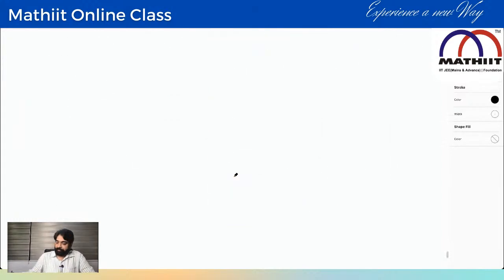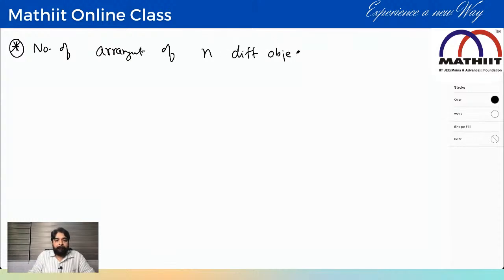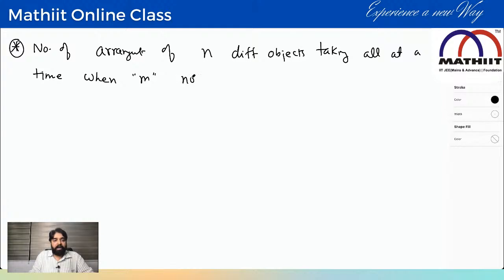Okay, next case. Number of arrangements of n different objects taking all at a time, when m number of particular objects always come together.